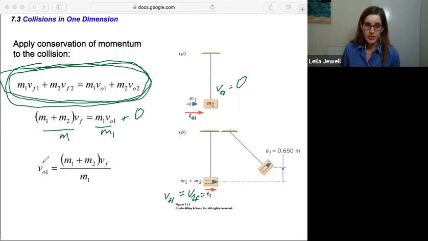So we get that the initial velocity of the bullet is the total mass m1 plus m2 times the final speed divided by m1. And we know both the masses, so that part's good. What about Vf though? We weren't actually given that in the problem. So that still is a bit of a mystery at this point. It's something we need some more help to figure out.